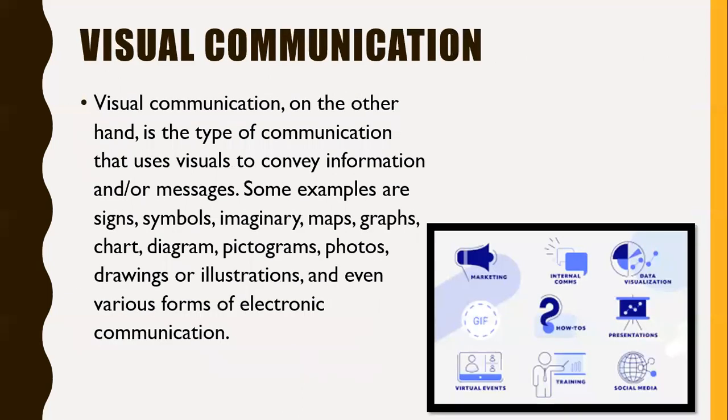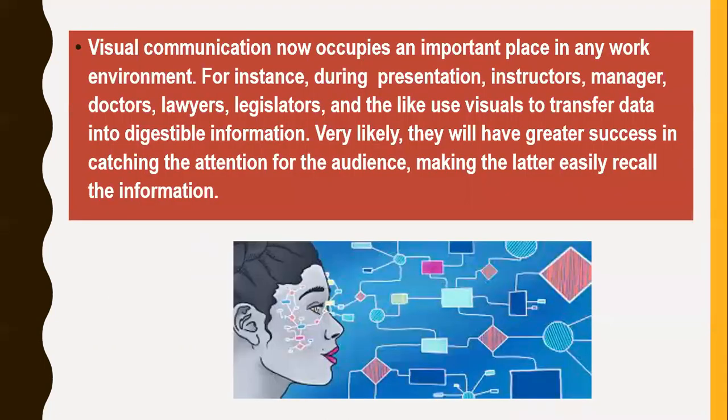What about visual communication? Visual communication, on the other hand, is a type of communication that uses visuals to convey information and/or messages. Some examples are signs, symbols, maps, graphs, charts, diagrams, pictograms, photos, drawings or illustrations, and even various forms of electronic communication.